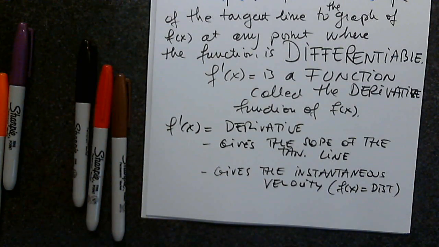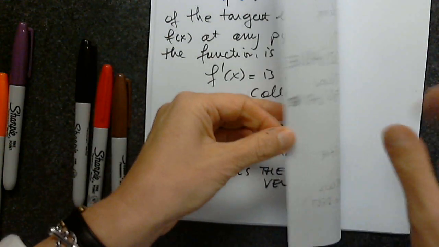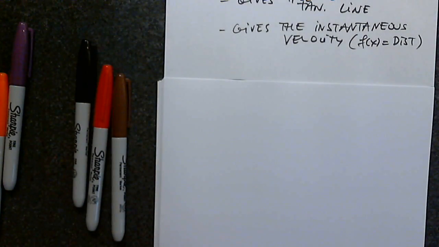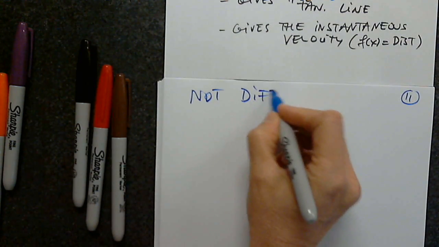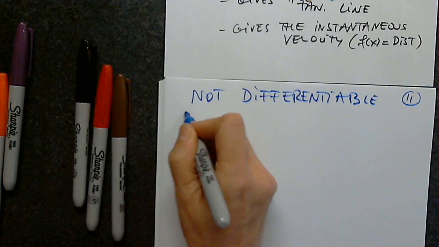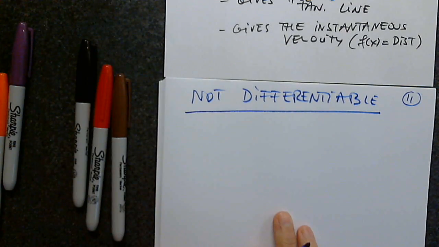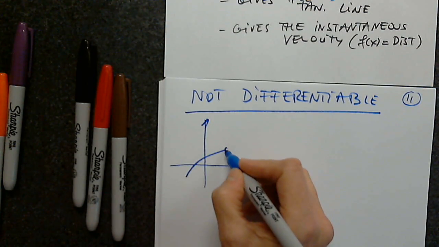When we say the function is differentiable, we mean where the function has a tangent and where the tangent has a slope. There are three situations in which a function is not differentiable. So when is a function not differentiable? Here is a situation in which the function is not differentiable, and you'll tell me why.